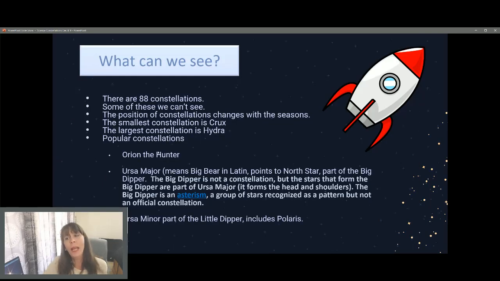All right, so what can we see when we look into the sky? Well, there's 88 constellations. Some of these constellations we can't see because remember, you can see different constellations depending on which hemisphere you live in. So if you live eastern or you live western, you're going to be able to see different stars. The smallest constellation is called Crux, and the largest constellation is called Hydra.